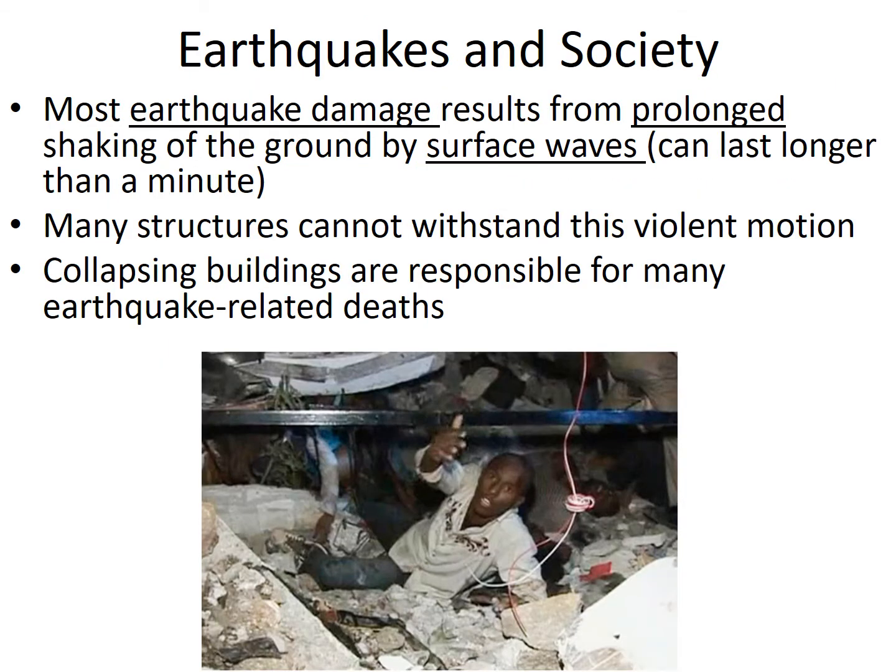All right, so earthquake damage is a result of prolonged shaking of ground by the surface wave. So it's not the P or the S wave, it's the surface waves. And these can last longer than a minute. And many structures can't withstand this violent motion that's happening. So most of the damage results from collapsing buildings, and that causes most of the earthquake-related deaths.